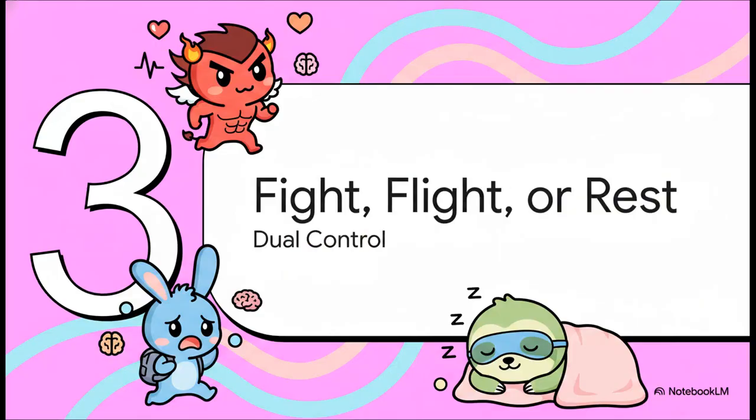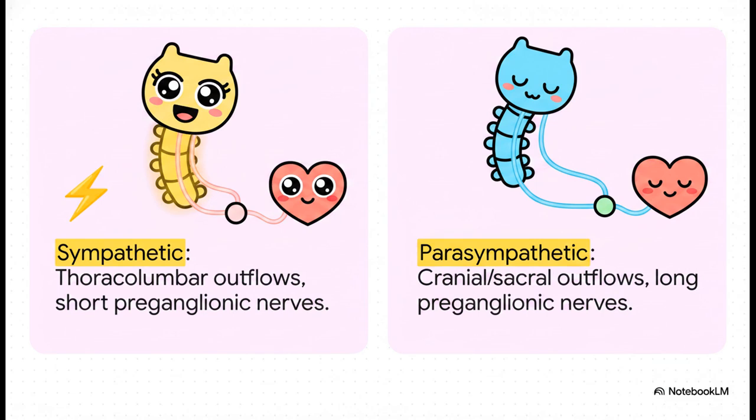Section 3. Fight, flight, or rest. Dual control. So, how does this autonomic system actually keep us perfectly balanced? Well, it does it by using opposing signals. Structurally speaking, these two rival systems are built totally differently to do their jobs. The sympathetic division, that's your fight-or-flight mode, sprouts from the middle of your back, the thoracolumbar region. It uses short starter nerves, called preganglionic nerves, to quickly hit those relay ganglia, and then it uses very long nerves to reach out to the organs.